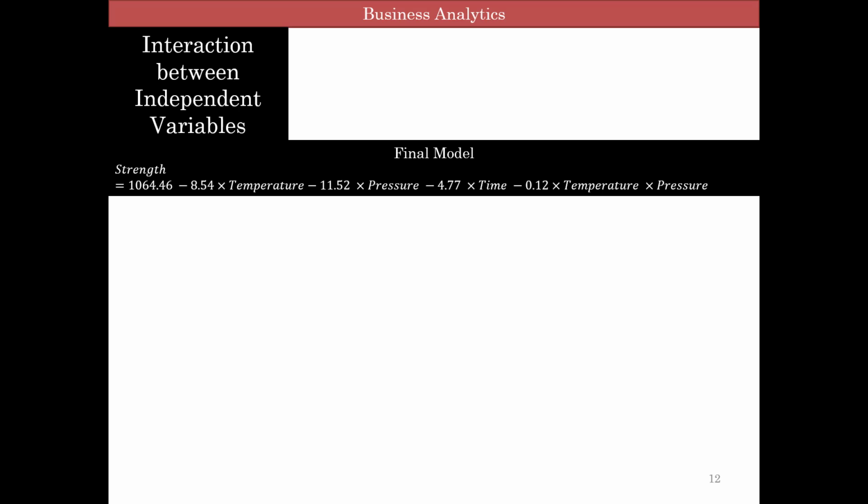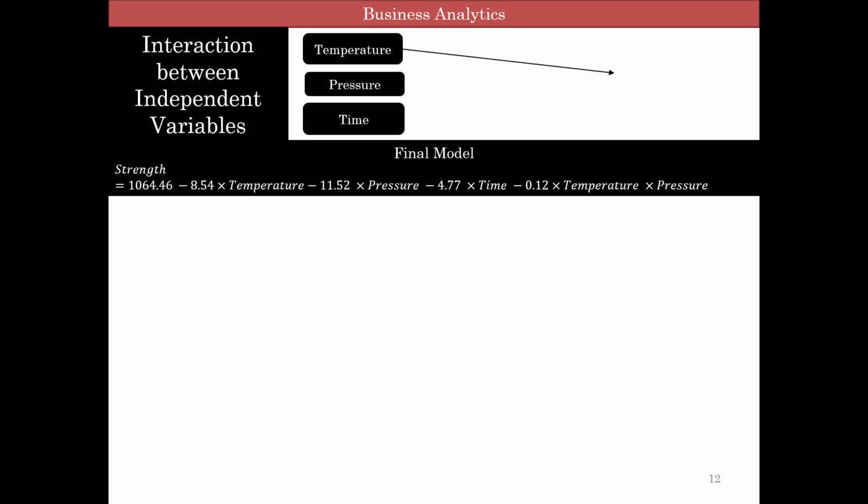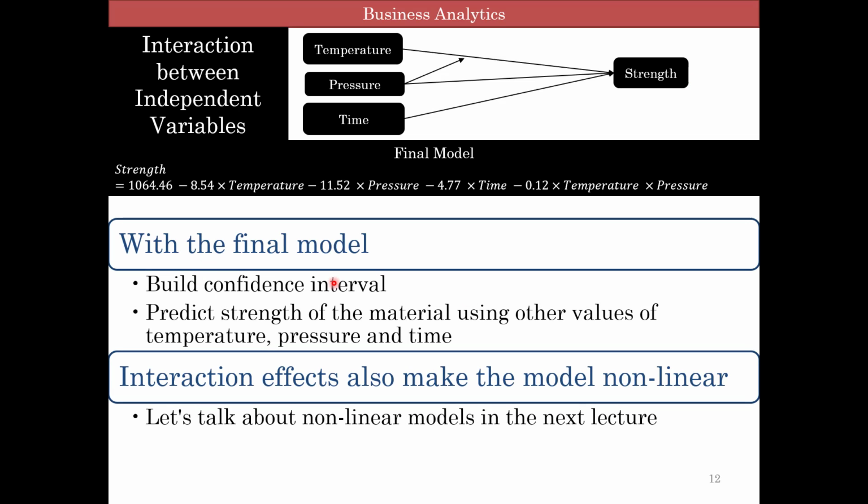So, interactions: we have the final model here with the interaction. And so we have temperature, pressure, and time affecting strength. And then also pressure affects how temperature affects strength. So you should be able to, with this final model, build confidence intervals and predict the strength of the material using other values of temperature, pressure, and time. This is very similar to what you did before. And these interaction effects also make the model nonlinear because you're now multiplying two variables. And we'll talk more about nonlinear models in the next lecture.